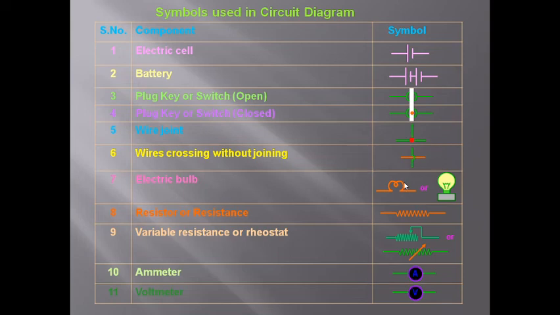The electric bulb, you can use this symbol or you can draw the bulb. Resistor, this symbol we have to discuss later on also. Variable resistors, and that's also called rheostat. The symbol for ammeter and symbol for voltmeter. So for the ammeter we write a circle with A and for the voltmeter we write V. So these are some symbols we are using in electric circuits.